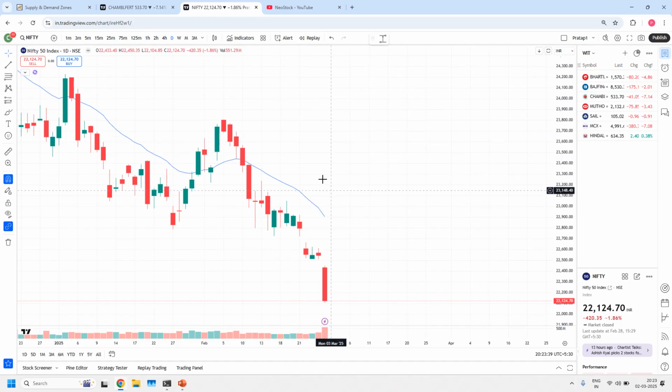This is Nifty. Nifty talks about the overall market condition. See, this week started with a gap down. Nifty started with a gap down on Monday. And how many points did Nifty lose on Monday? 242 points.